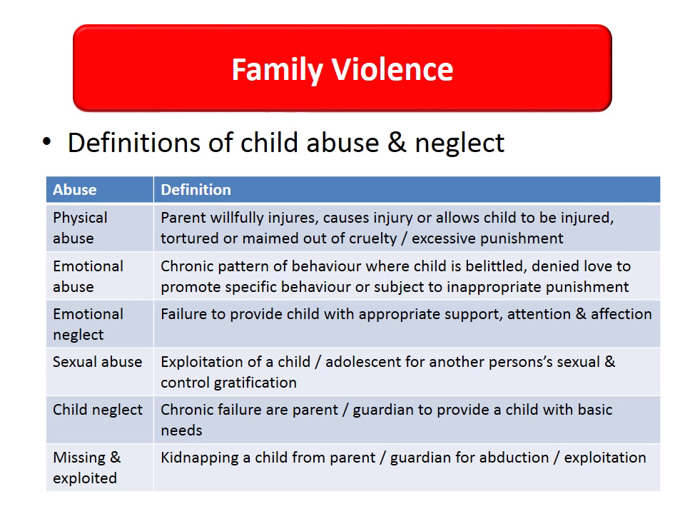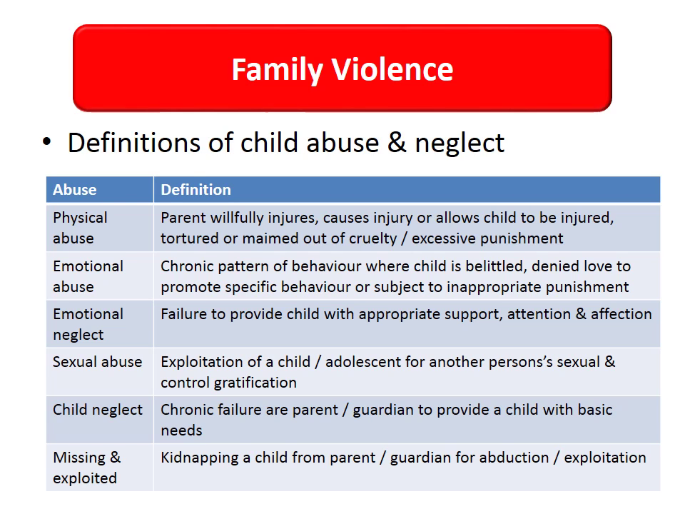The different categories of child abuse and neglect are summarized in this slide. As you can see, child abuse and neglect can be divided into 6 main categories. Firstly, physical abuse, which is defined as a case where the parent willfully injures or causes injury or allows the child to be injured, tortured, or maimed out of cruelty or excessive punishment. This means that somebody could be charged with physical abuse even if they're not the perpetrator themselves, but allow the child to be victimized by somebody else.